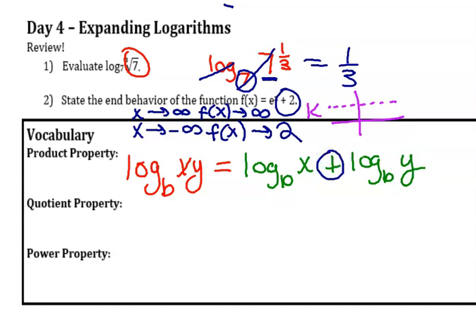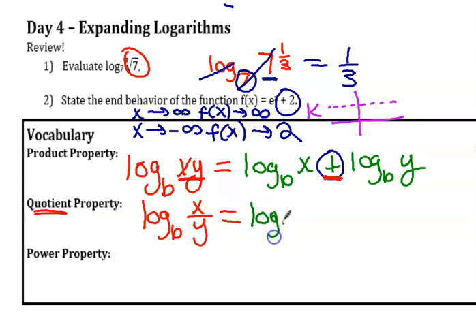All right, quotient. Well, if multiplying means adding, then quotient must mean what? Let's think about it. So log base b of x over y, that means I'm going to subtract. So log base b of x minus log base b of y. Subtraction. Yes. Multiplying means adding. Dividing means subtraction. Yeah. All right.